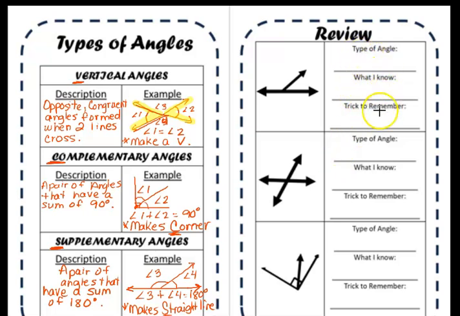So when you get over here, you're going to have to tell three things. You're going to tell the type of angle. Well, that's this right here. What is its title? What type of angle is it? What you know about it, you're going to get from here. So is it congruent angles? Do they have a sum of 90 or do they have a sum of 180? What is it that you know? One of those three things. All right. The trick to remember, that's this over here. Does it make a V? Does it make a corner? Or does it make a straight line? All right, so go ahead and pause the video, fill this in, and then come back and we'll talk about it.